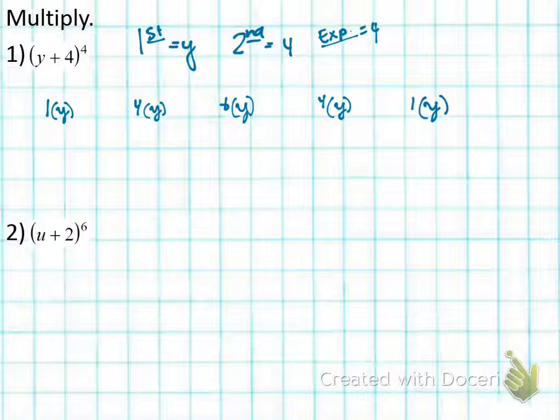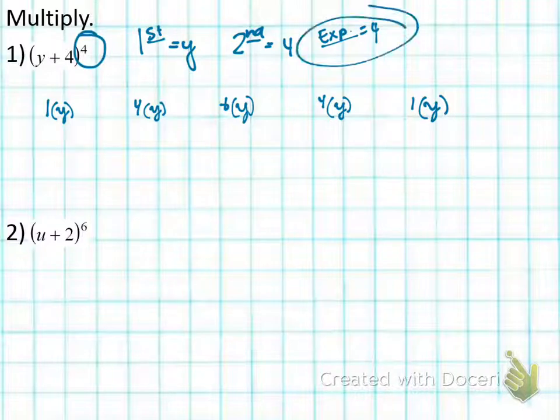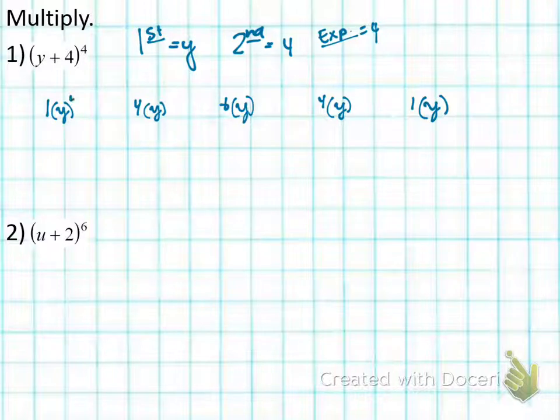Since our exponent is 4, we're going to put a 4 here, above this y. So it's going to be y to the 4th, then y to the 3rd, y squared, y to the 1st, and y to the 0 power. It's descending.